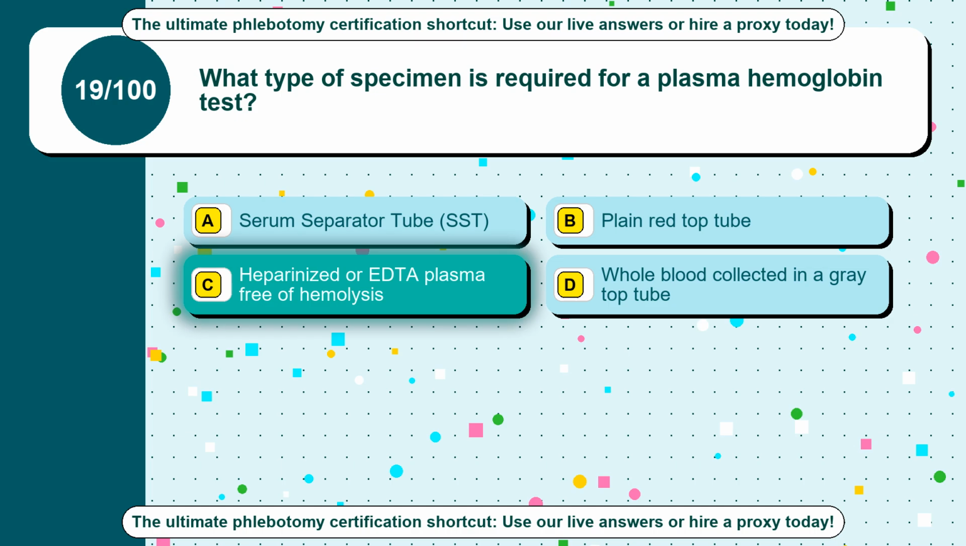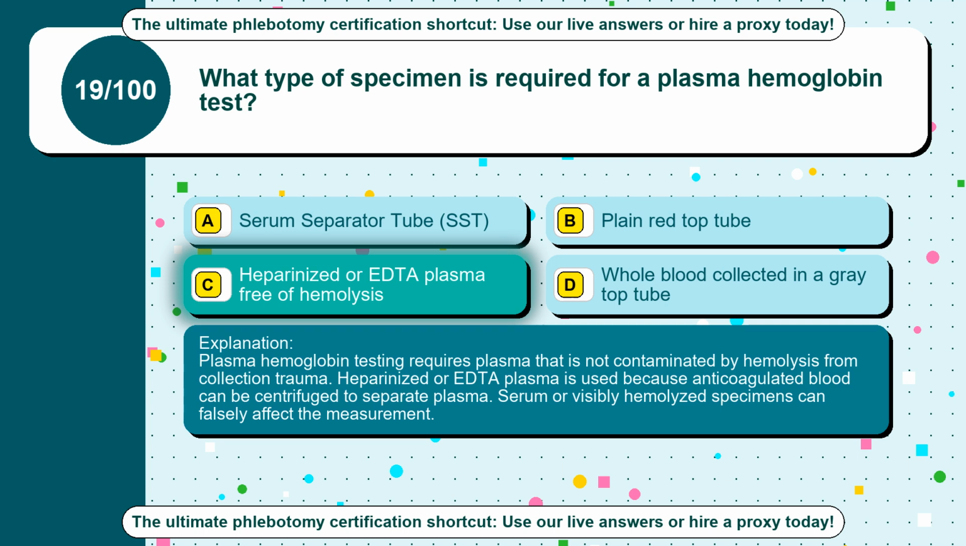The correct answer is option C. Heparinized or EDTA plasma free of hemolysis. Plasma hemoglobin testing requires plasma that is not contaminated by hemolysis from collection trauma. Heparinized or EDTA plasma is used because anticoagulated blood can be centrifuged to separate plasma. Serum or visibly hemolyzed specimens can falsely affect the measurement.